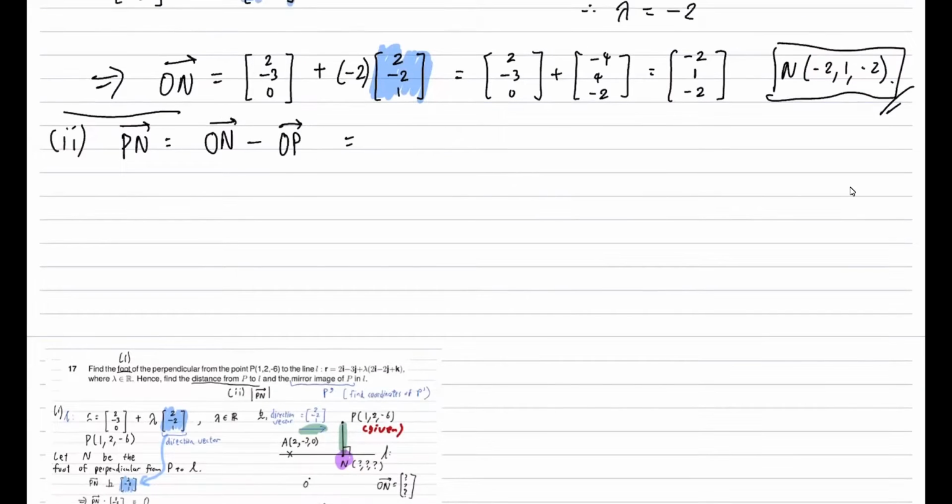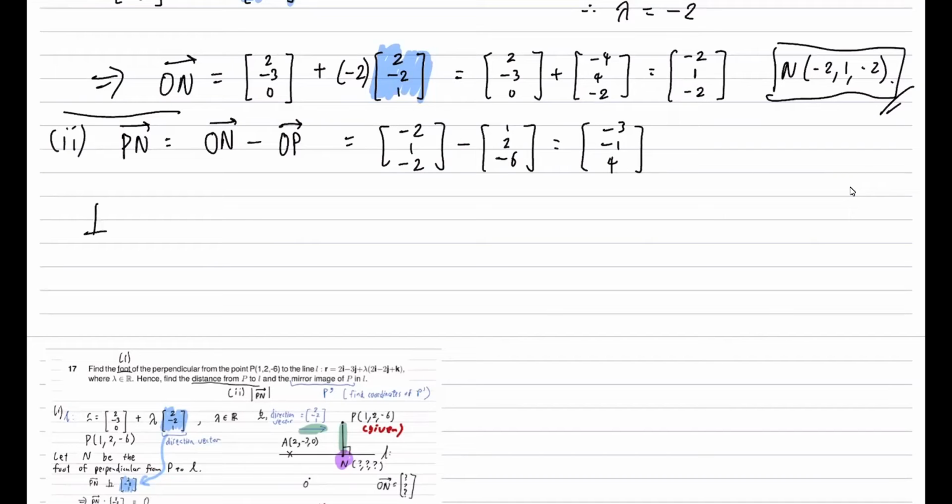So it's (-2, 1, -2), correct? Yes. And then you have to subtract away OP. What's OP? The (1, 2, -6). Very good. Subtract, what do you get? (-3, -1, 4). -3, -1, and plus 6, 4. Yeah, correct. Well done. Okay, let me just write it neatly. (-3, -1, 4). Okay, that is my PN.